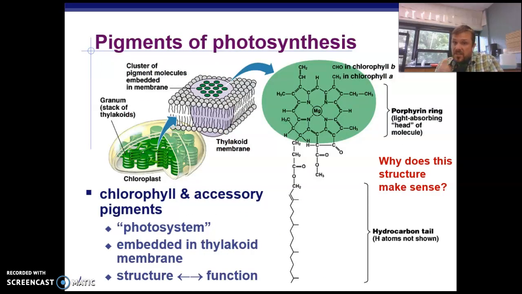Pigments of photosynthesis. You've probably heard of chlorophyll before. Chlorophyll is really, really important. It's green. It's what makes plants green, and it is in the thylakoid. So it's in those flattened discs. We're going to talk a lot about exactly what chlorophyll does, but we're going to keep it simple for now, and we'll do that in the later video as well.